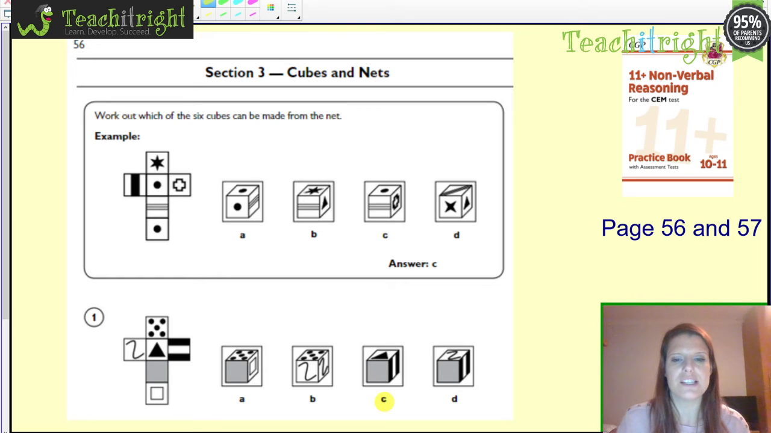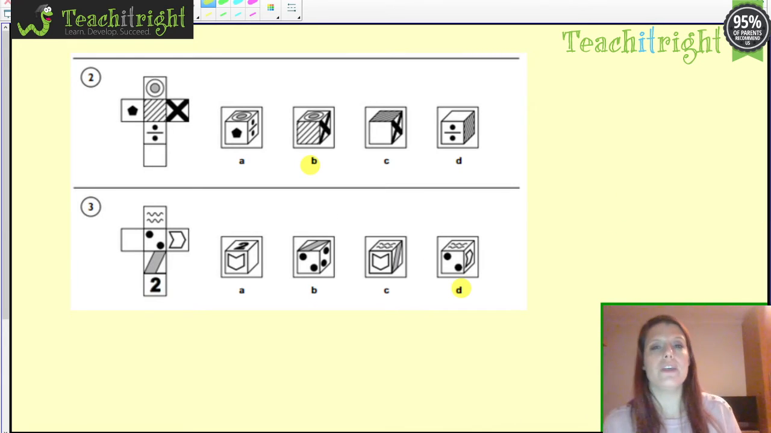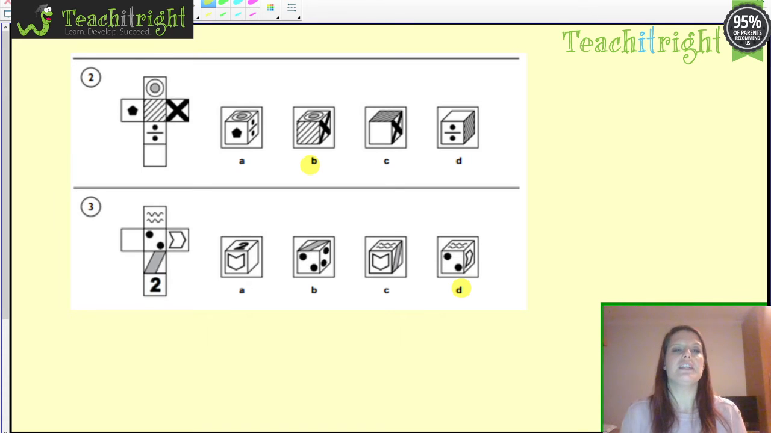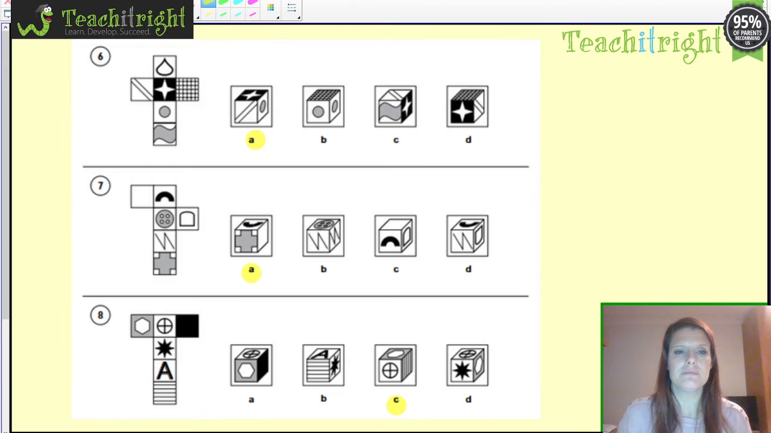Okay, well done everyone. So I'm just going to show you the answers on the screen, and then I'm going to show you the reasoning behind each one. Okay, so 1 we did together and that was C, 2 was B, 3 was D, 4 C, 5 A, 6 A, 7 A, and 8 C.